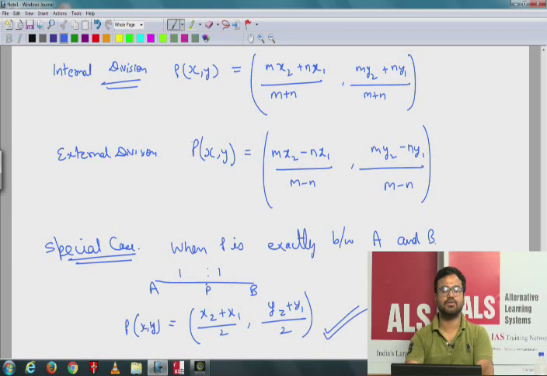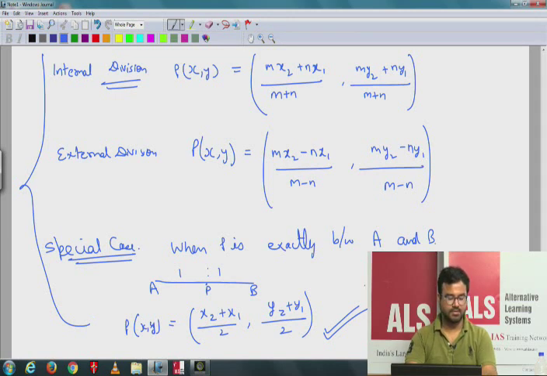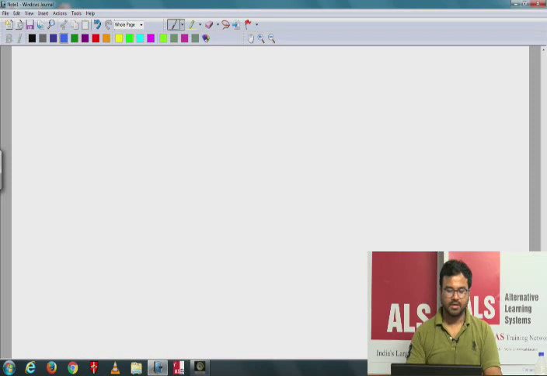I hope this is clear. So these three formulas are there in the section formula. Any doubt till now? Okay, very good. So just note down this question. Okay, so try this question now.